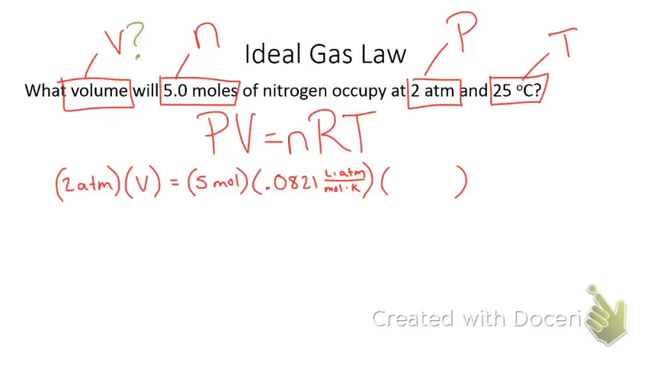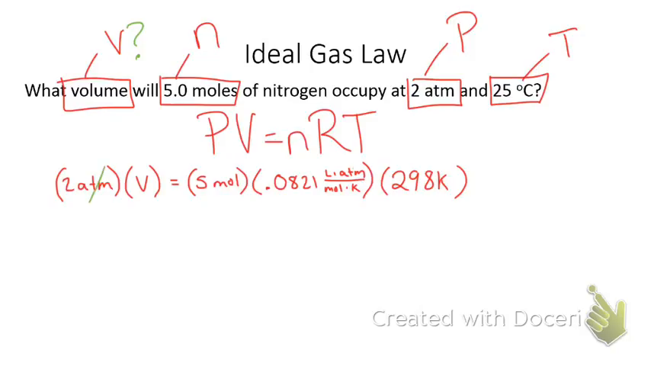Okay, and then my temperature. Please do not make my favorite mistake. If you accidentally put 25 degrees Celsius in there, please cross it out with a big fat X. You must convert to Kelvin. So I'm going to add 273 and plug in 298 Kelvin for my temperature there. So that's where I got my temperature.